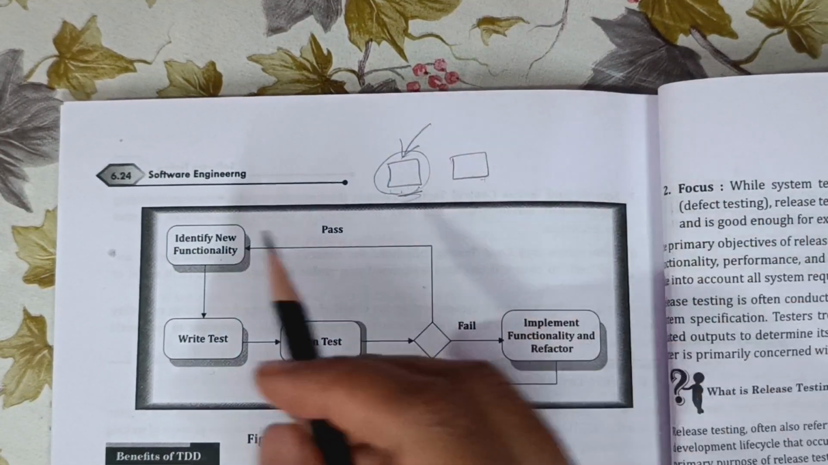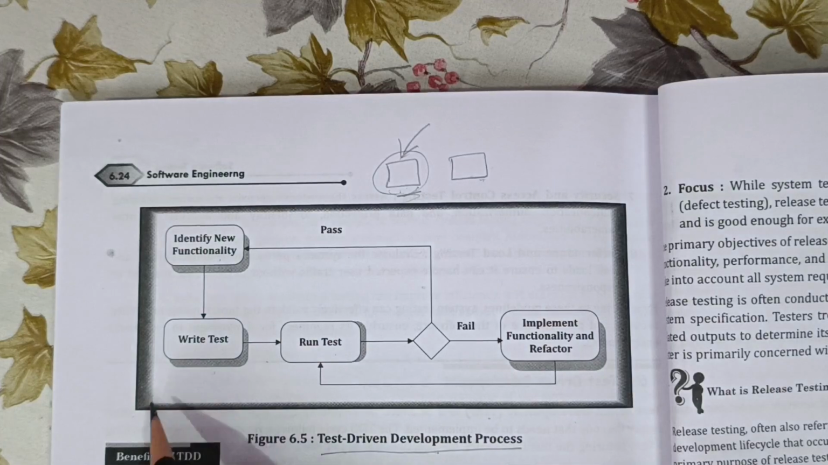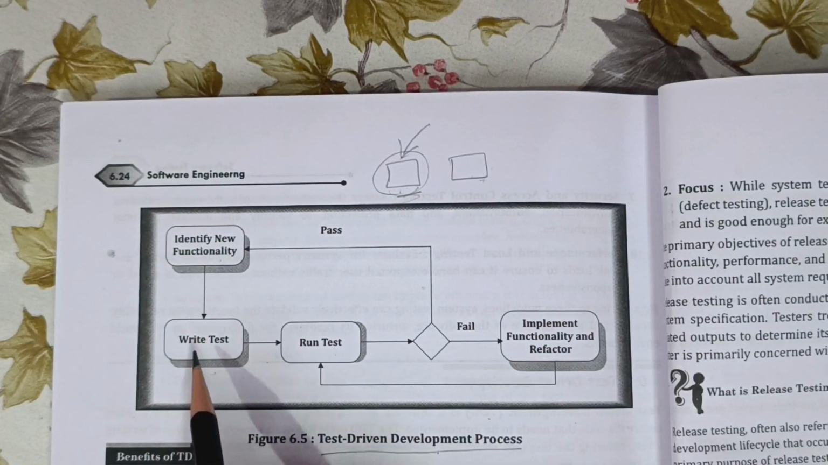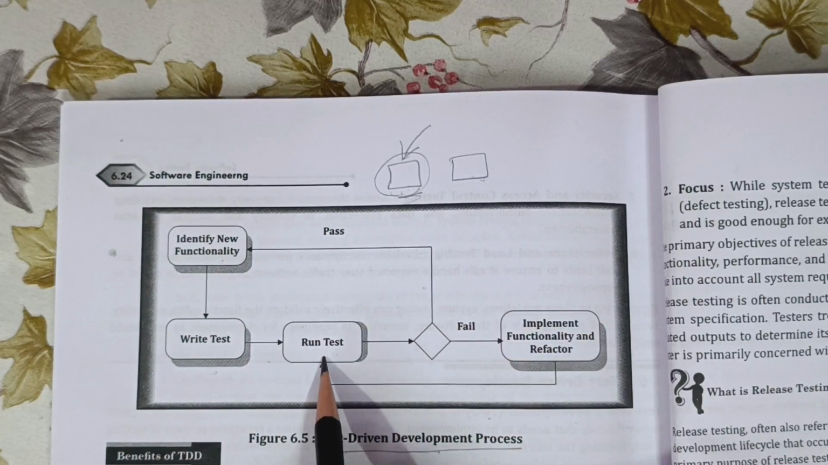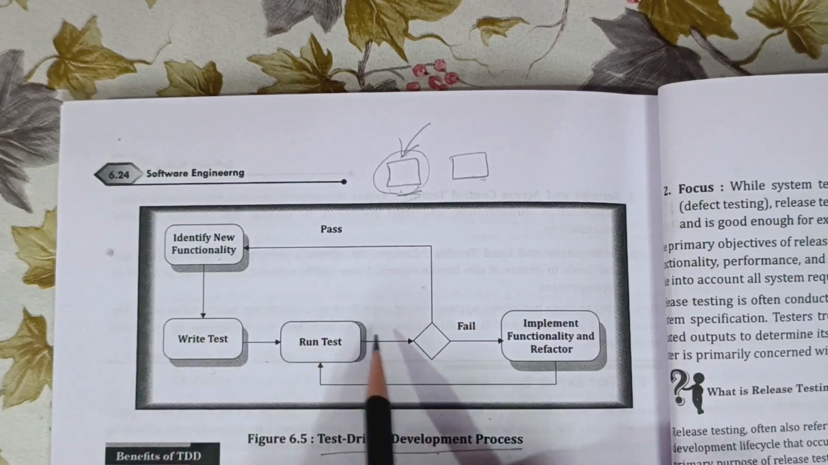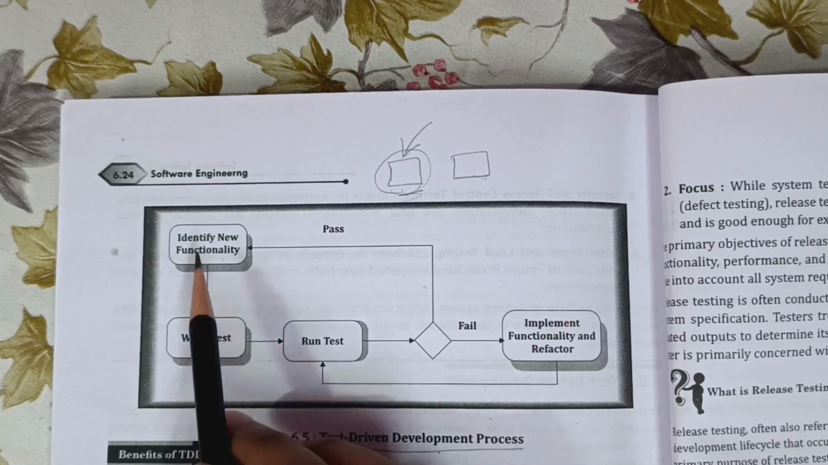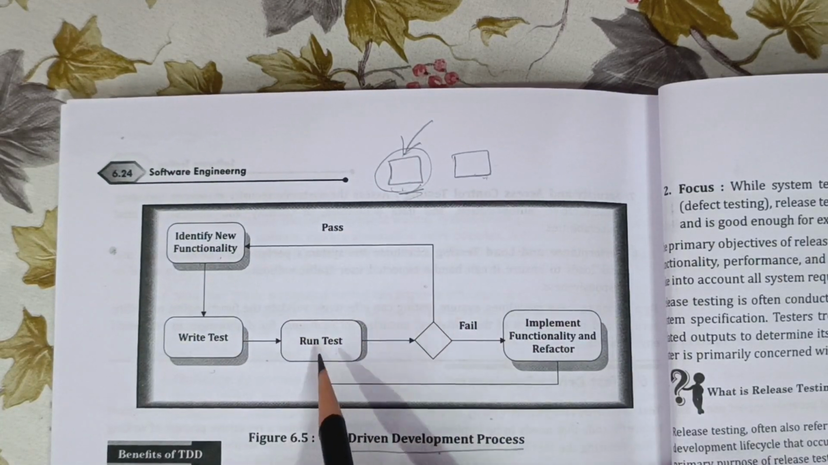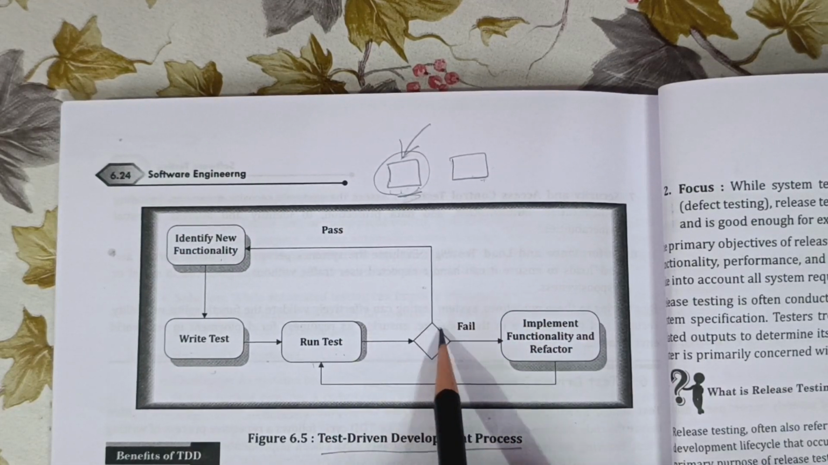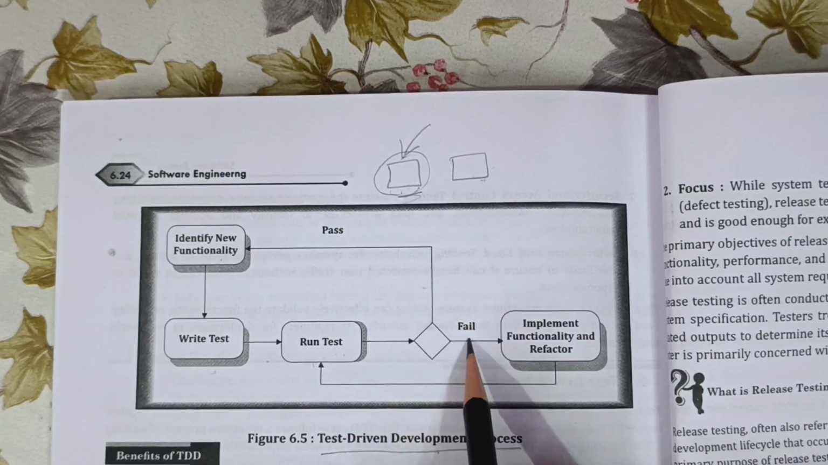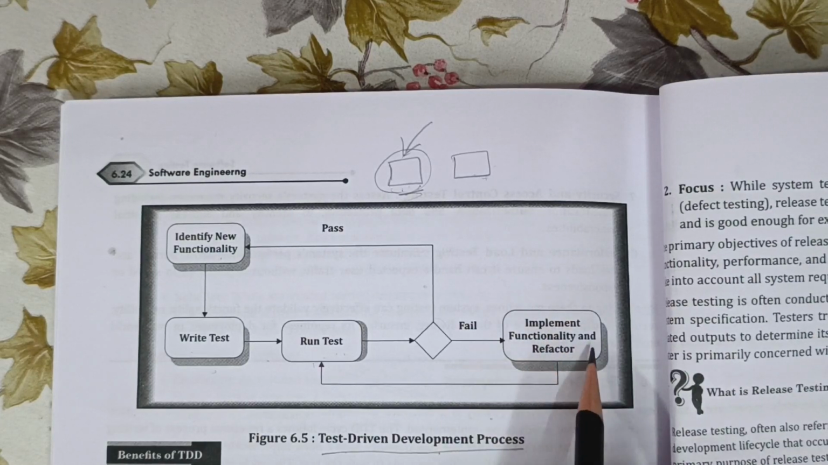Coming back to the diagram here. We identify new functionality, and then after defining the new functionality we write the test and run the test. If the test is successfully done, then again we identify or define new functionality. Then again write test, run test, and then based on the condition, which this symbolizes, if it fails, then what happens? We need to implement functionality and refactor.